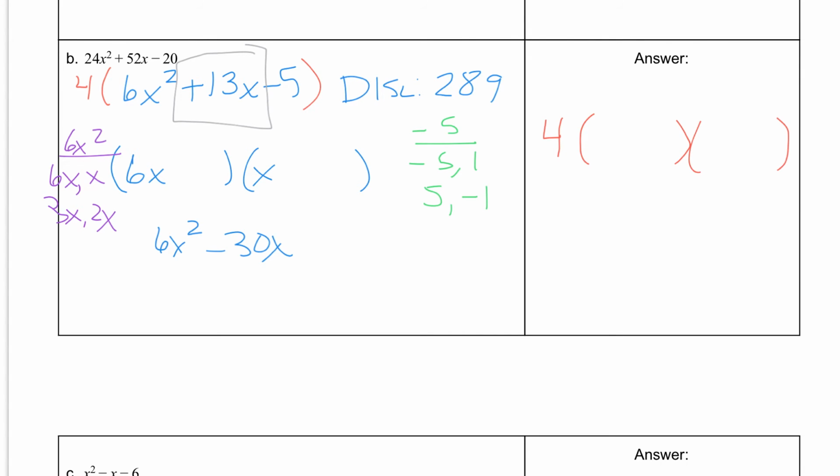And then get rid of these. You're going to want a pencil as you're going to be erasing quite a bit. So I know that this is out with the 6x and the x. So now let's try positive 5 and negative 1. Does that make a difference?